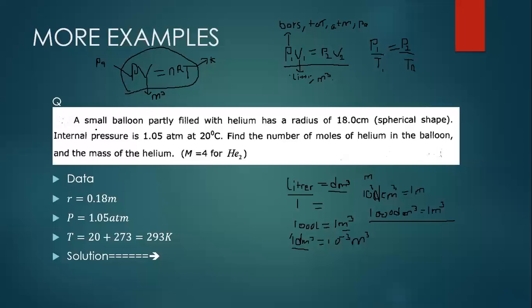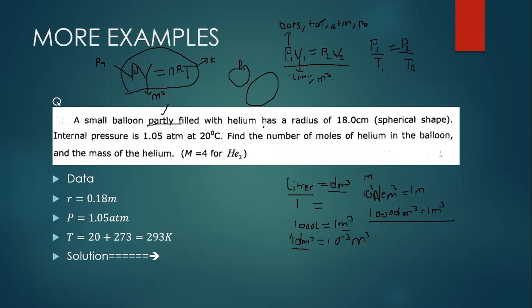So we have a small balloon. Here they have used the word partly filled. A balloon is like that with an opening where you blow air in. So if they have used the word partly filled, it just means that they haven't fully inflated it, because if they had fully inflated it, probably the balloon would have had a much bigger volume. So it's just a small balloon, partly filled with helium. It's not fully inflated to its maximum.